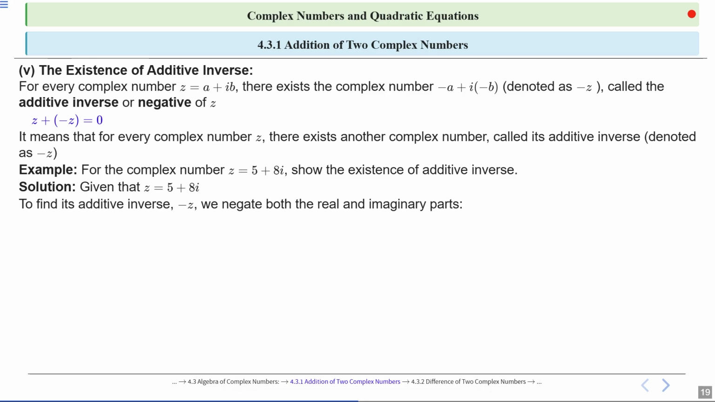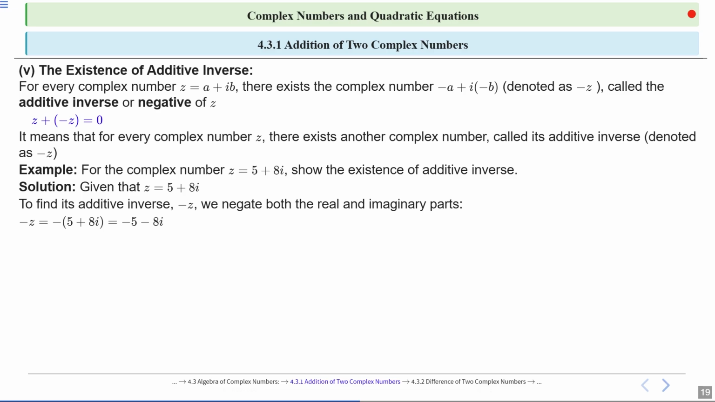we negate both the real and imaginary parts. That means we take minus 5 for the real part and minus 8 for the imaginary part. So minus Z equals minus 5 plus minus 8 times iota. This is minus 5 minus 8 times iota. This is the additive inverse of Z.